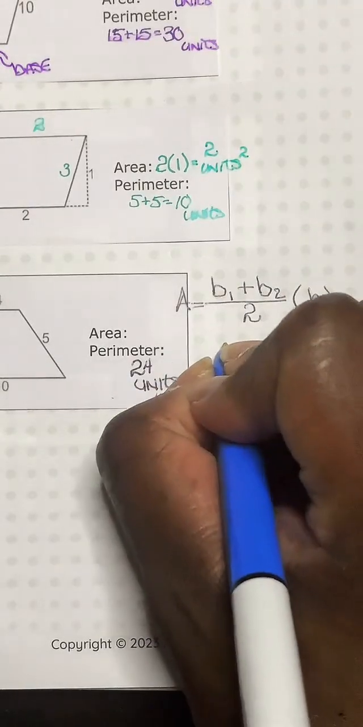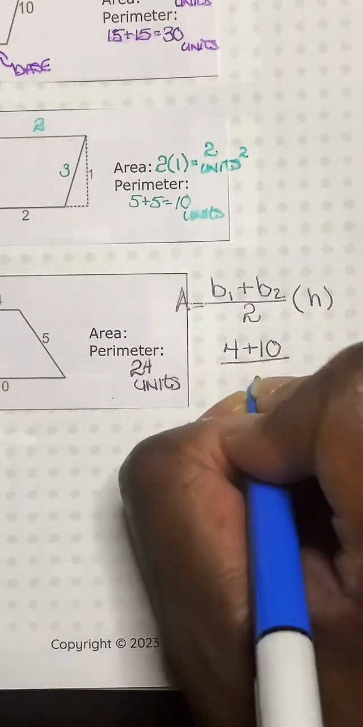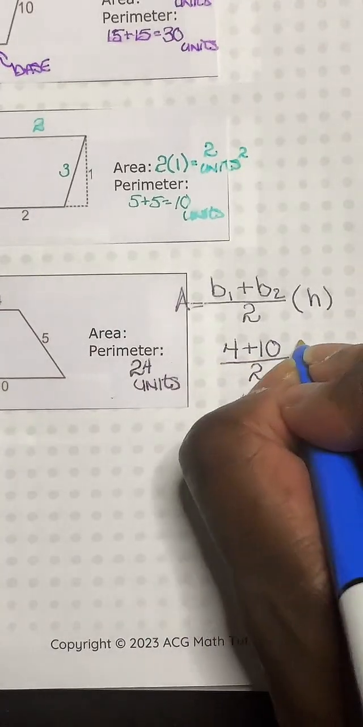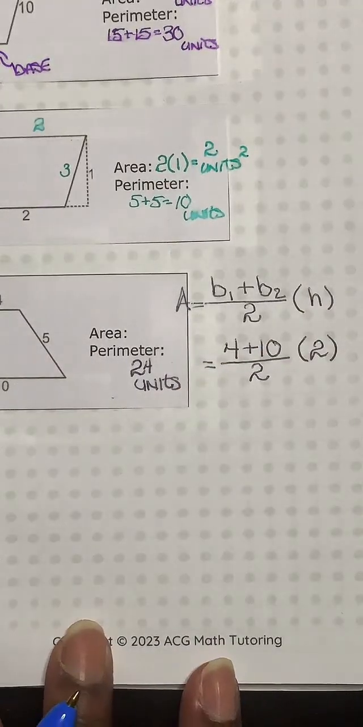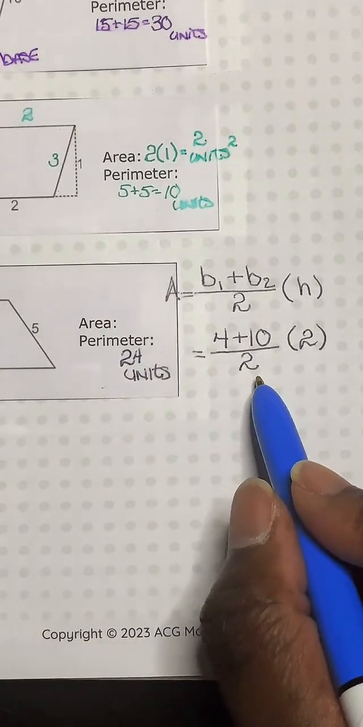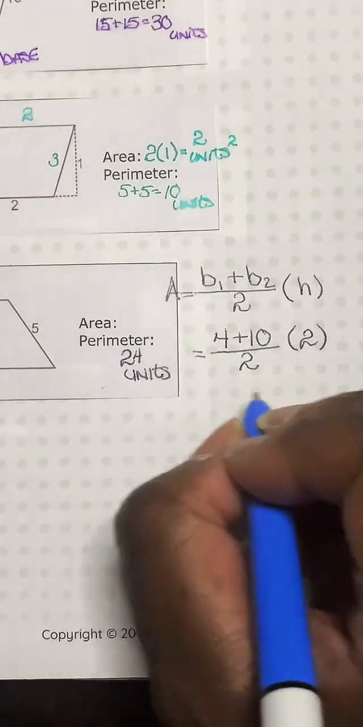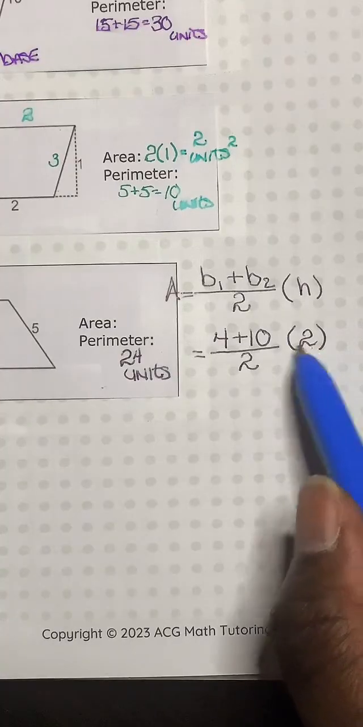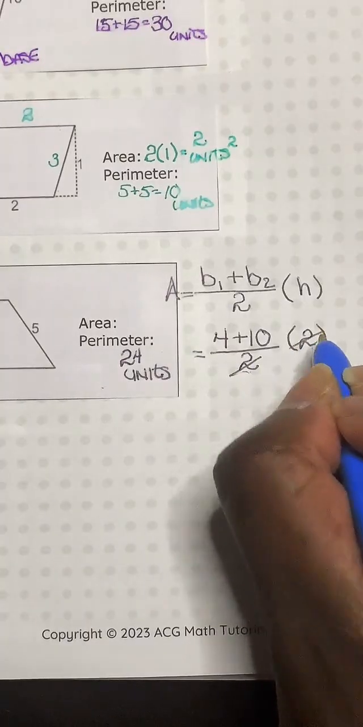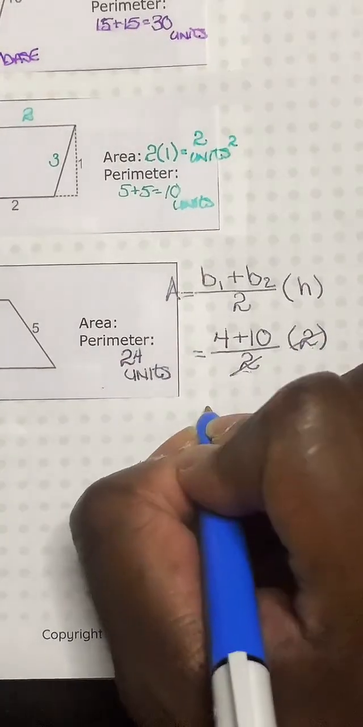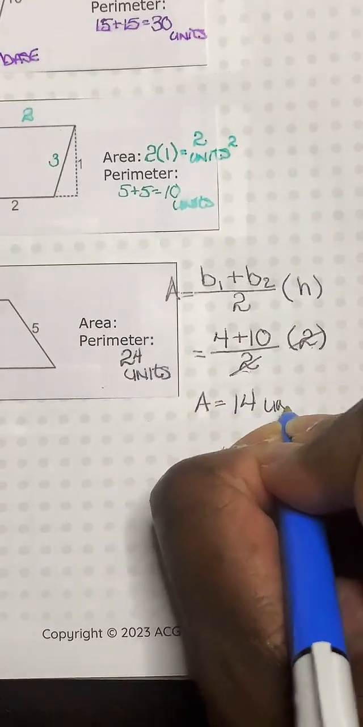So if my base 1 is 4, my base 2 is 10, divided by 2, and my height is also 2. This is one thing you can do. Yes, we're going to add the 4 and the 10 to give us the 14. But then we have 2 divided by 2. Doesn't that give me 1? So that will give us an area of 14 squared units.